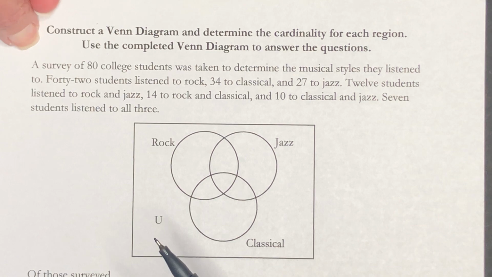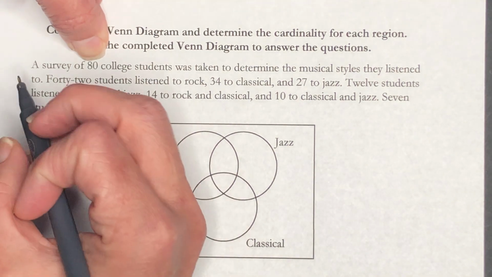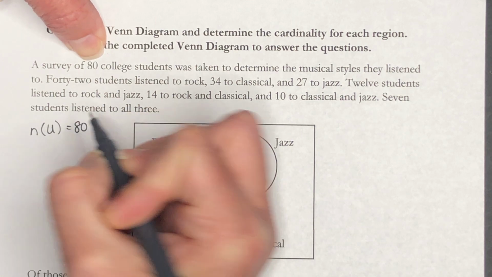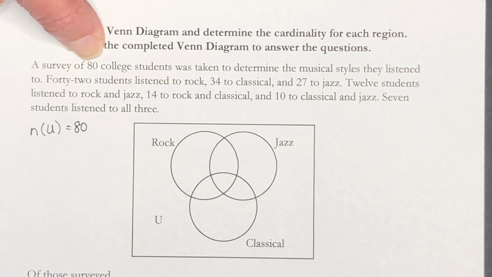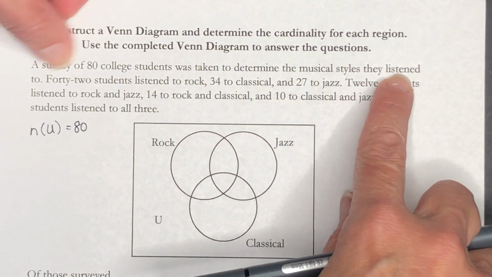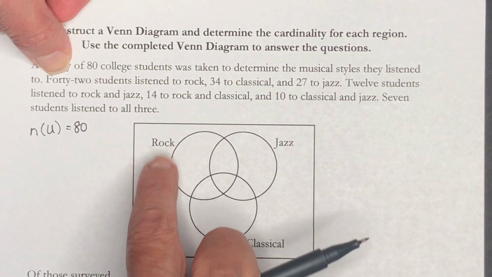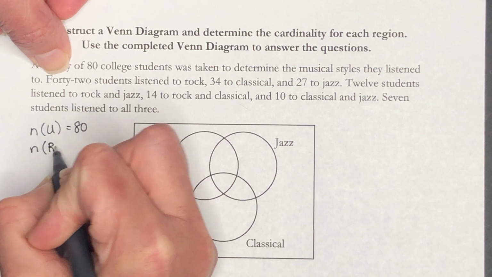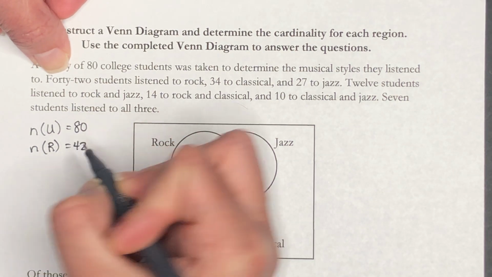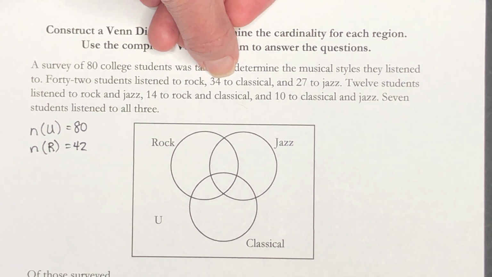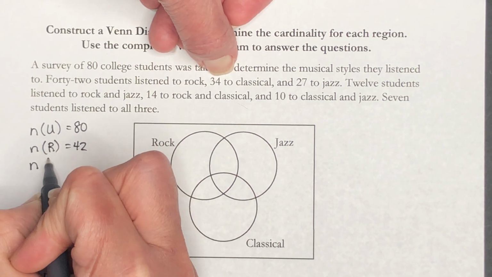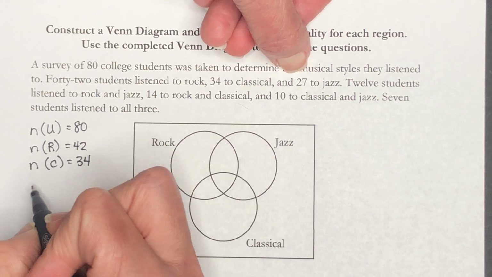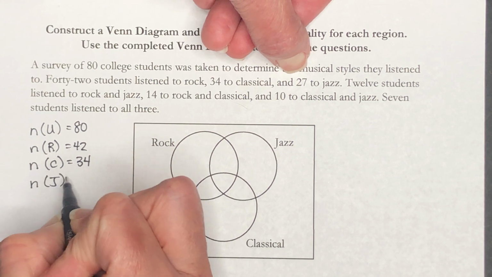So how many people total were surveyed? 80. So that means that the number in our universe is 80. 80 people total. 42 listen to rock. So I'm going to use R, J, and C. So the number who listen to rock is 42. The number who listen to classical is 34. And 27 to jazz. So the number who listen to jazz is 27.